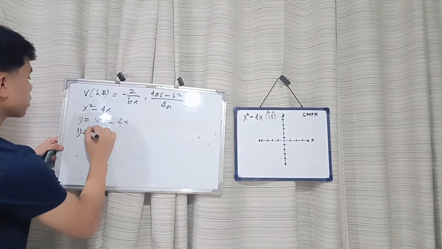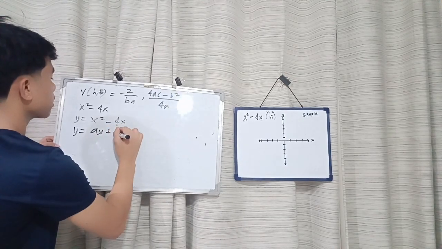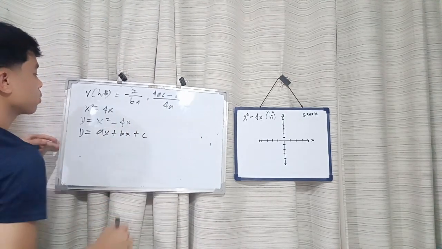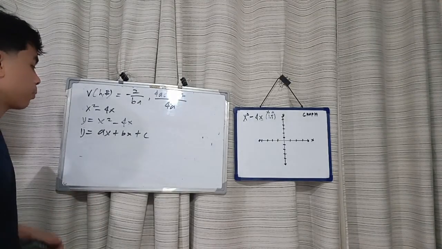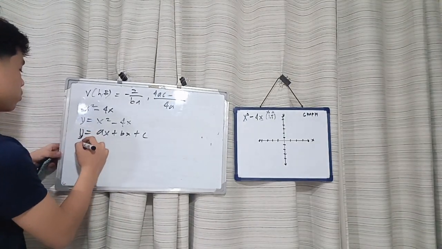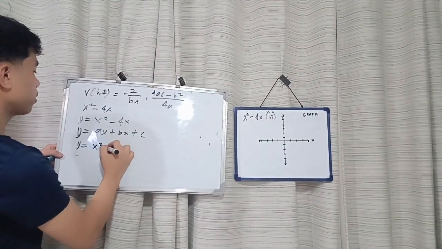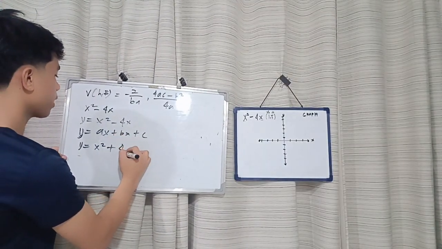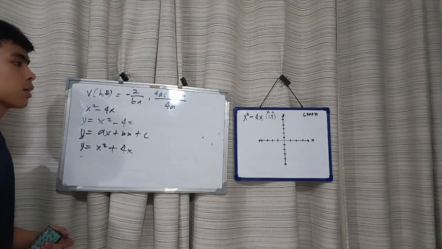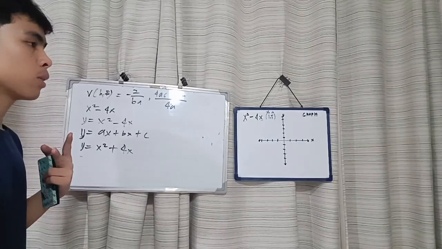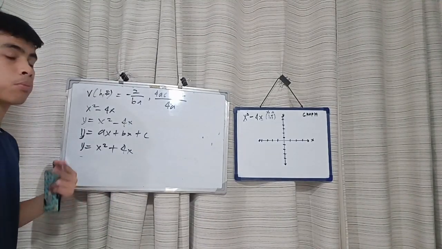Since our formula is the base ax squared plus bx plus c, we use the formula again to get our y. So this will be x squared plus 4x. To get our graph, we need to find where A, B, and C are.